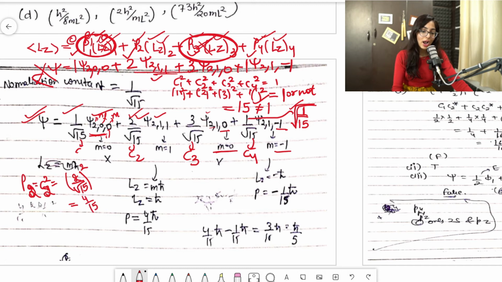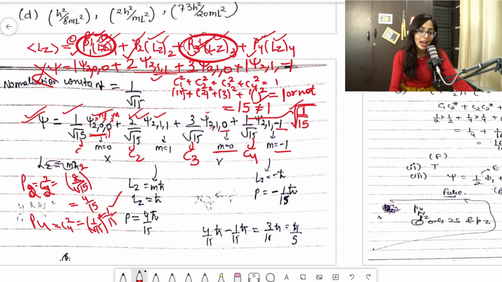Clear? So now I have to take P4 also, because P1 and P3 got neglected because the LZ value was coming 0. So overall it was becoming 0. So now I'll calculate P4. P4 would be C4 square, and C4 is 1 by root 15 square. So that would be equal to 1 by 15. Clear?